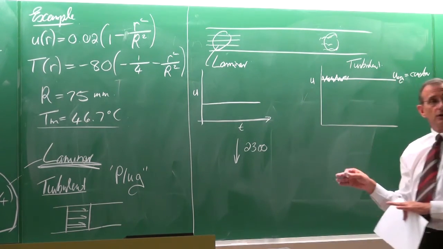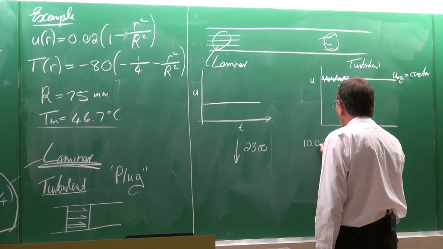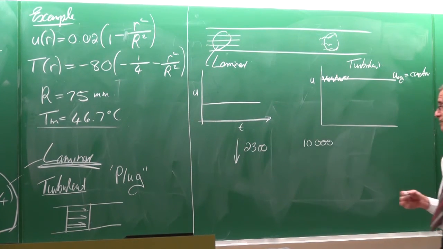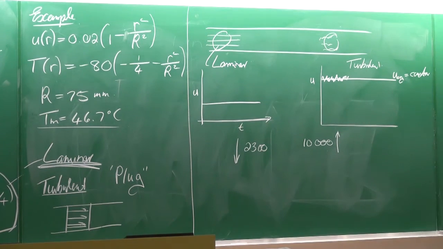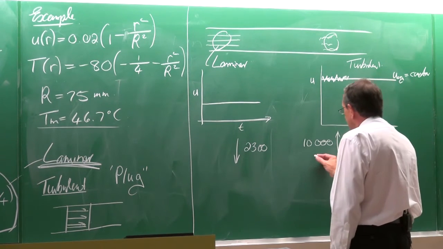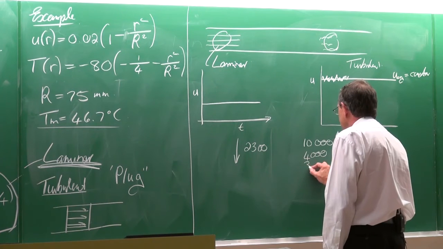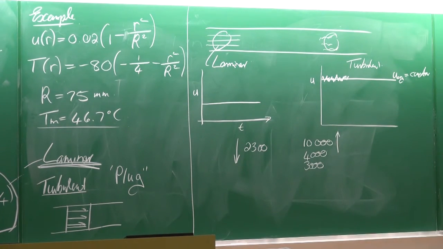When will it be turbulent? Well, it is not so easy to say, but normally it is definitely turbulent at Reynolds numbers larger than 10,000. But it can be turbulent down to Reynolds numbers of 4,000, maybe 3,000. And then in between we've got the transitional flow regime.